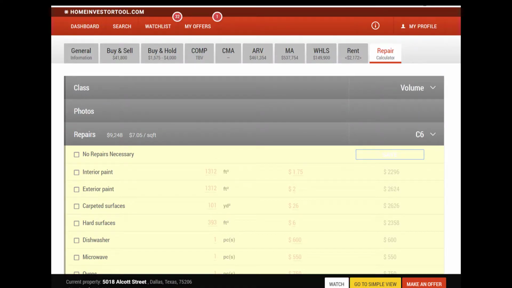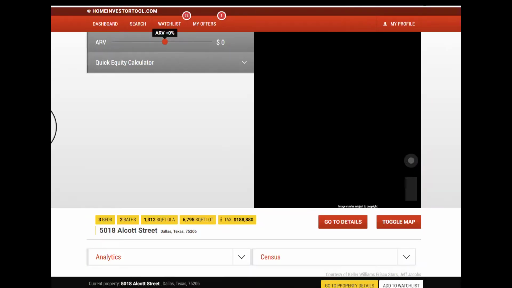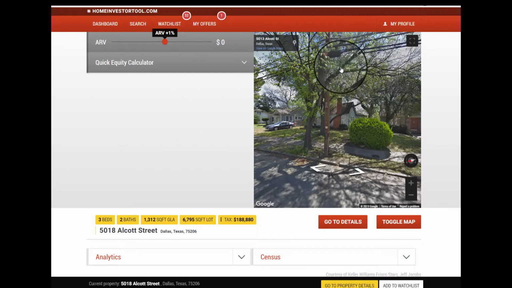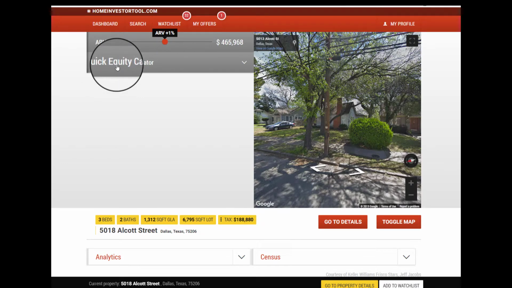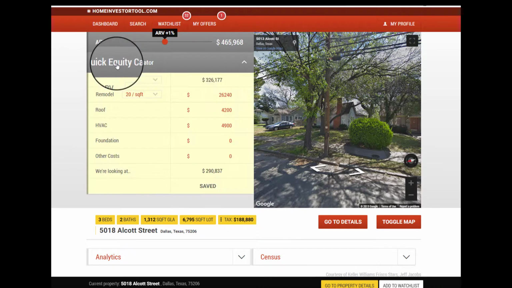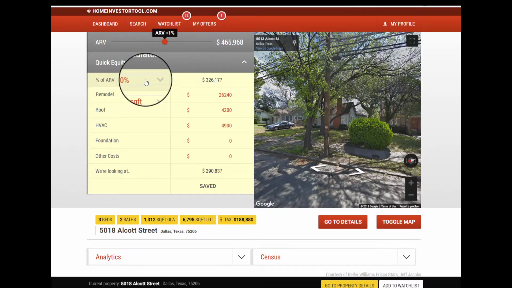The other calculator that we provide in the HIT tool is a scrub calculator. And that scrub calculator is for when you first pull in a property. Okay, it's available to everything we have on HIT, and it provides for you a quick calculator based on what you have. Okay, so in this case, the value is 465,000. This ARV moves back and forth, but now you can look intelligently at all of the various options.